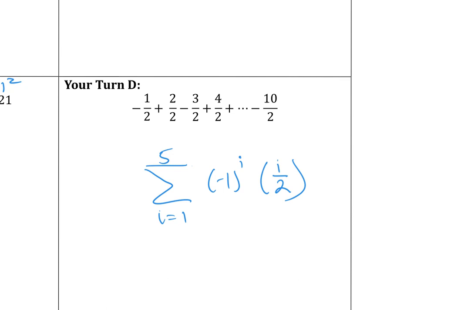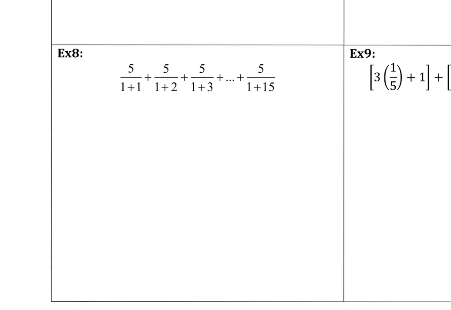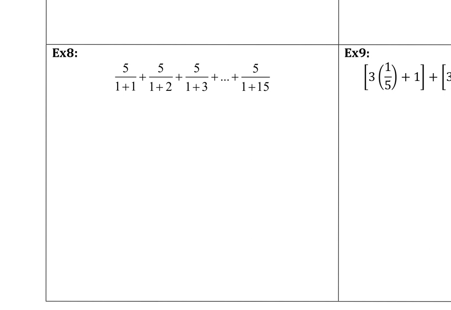Okay, only a couple more examples to do. All right, here we have 5 over 1 plus 1, plus 5 over 1 plus 2, plus 5 over 1 plus 3, plus all the way to 5 over 1 plus 15. To kind of establish our pattern, we definitely have a 5 on top, so that's not going to be changing. And then we have this consistency of a 1 on the bottom, so I'm going to put that. And then I'm adding values starting from 1, going all the way up to 15.